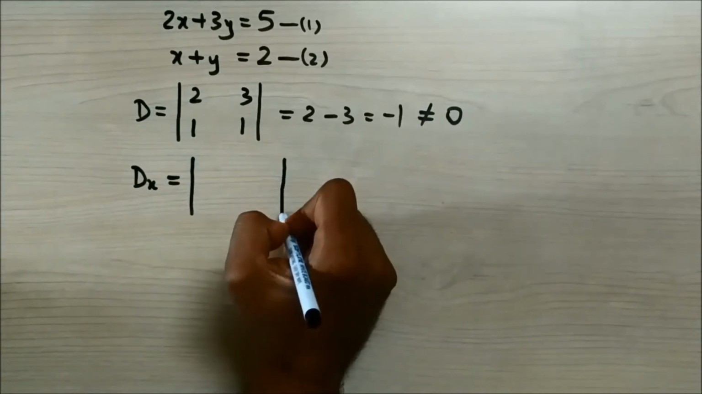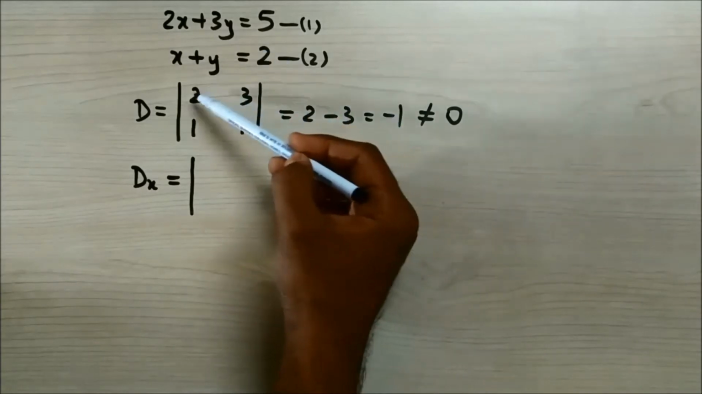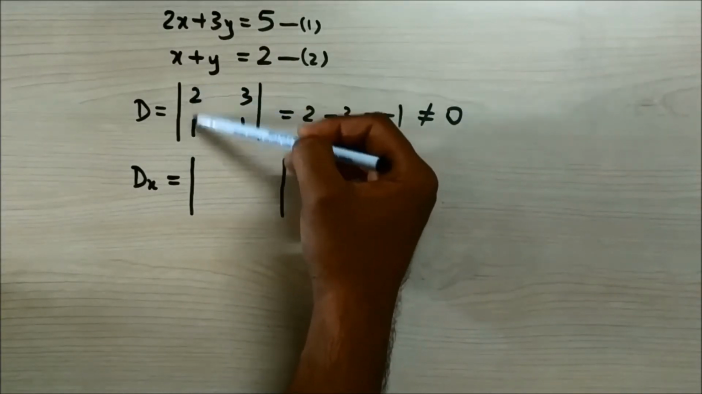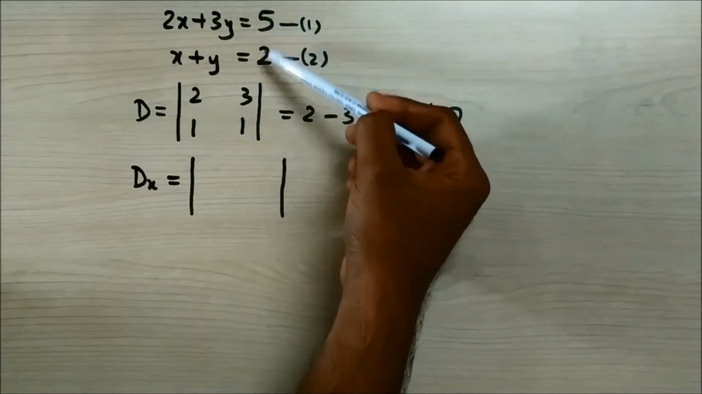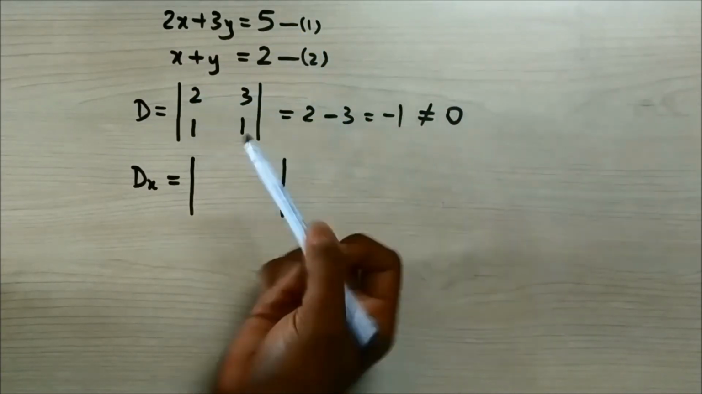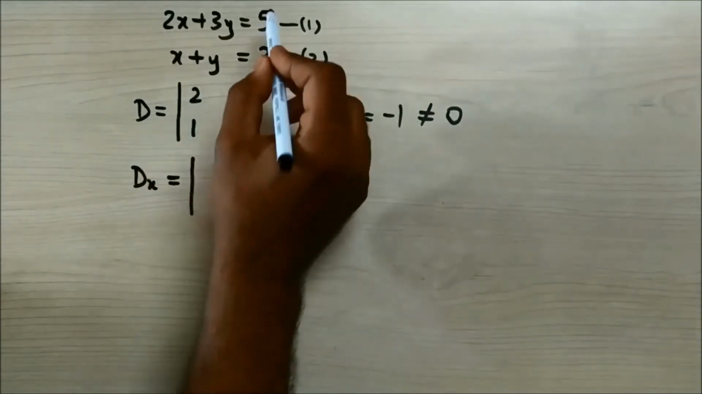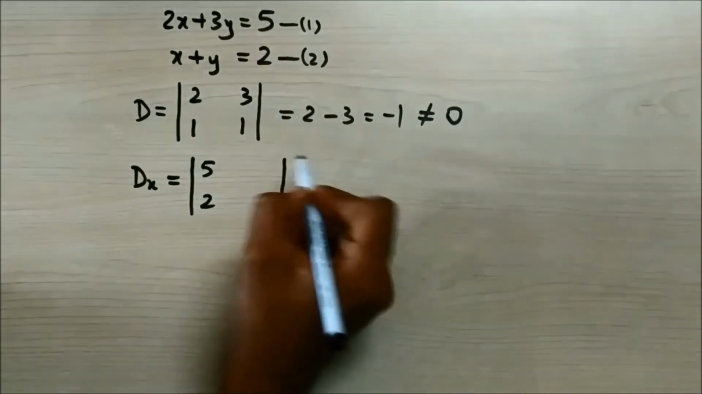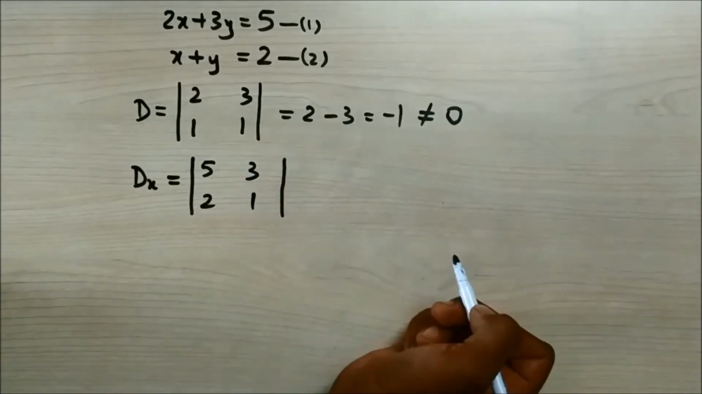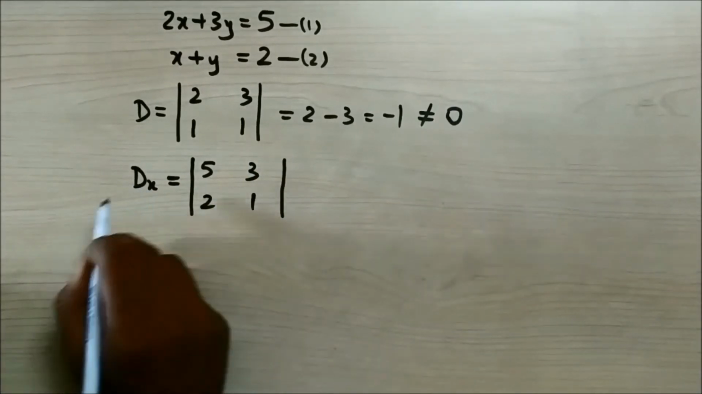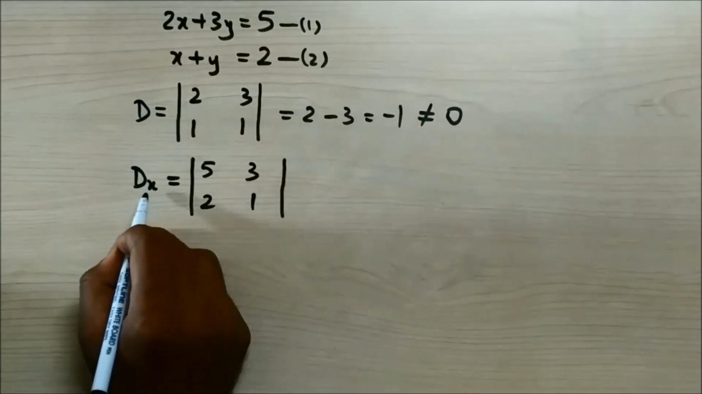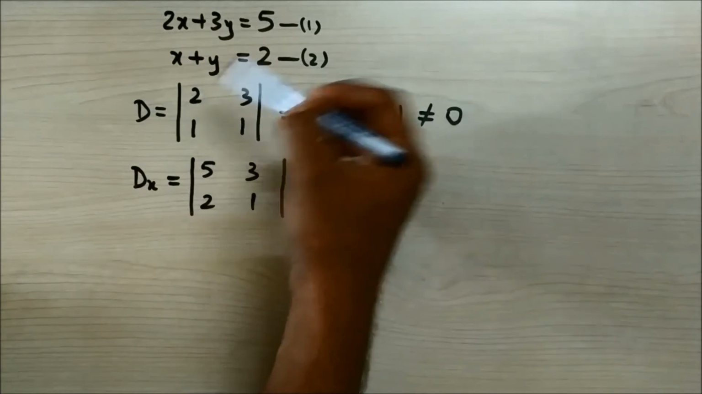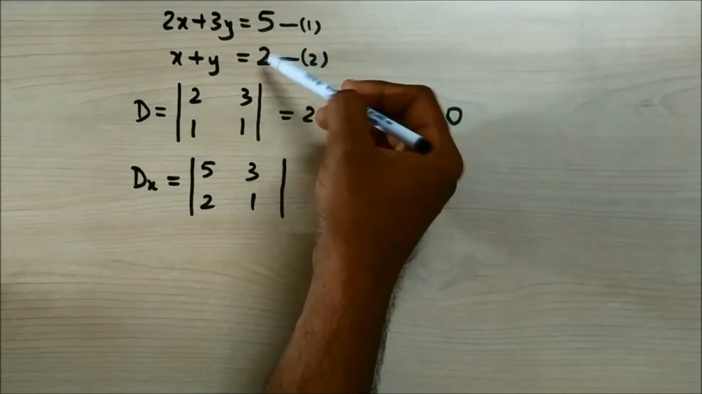Now again it's very simple. Which were the coefficients of x? 2 and 1. So remove the column of the variable x and just replace it by 5, 2. So 5 and 2 just come here. So remove 2 and 1 and put 5 and 2 in the column of x. Now 3 and 1 would remain the same. So dx basically means d with the x column replaced by the constants, that is 5 and 2.